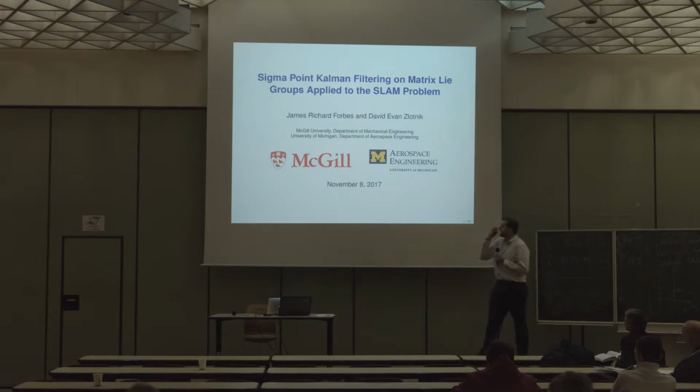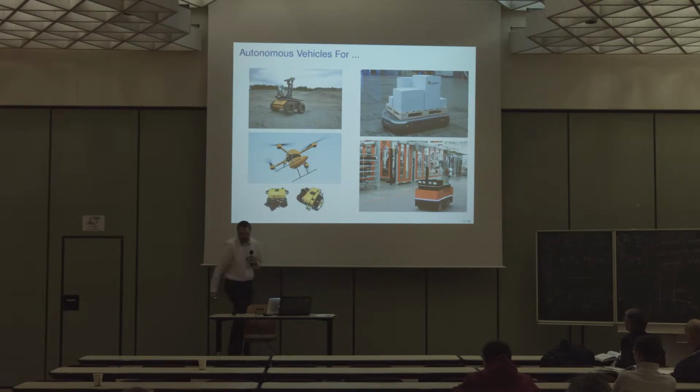So the title of my talk today is Sigma Point Kalman Filtering on Matrix Lie Groups applied to the SLAM problem. What motivates a lot of this work is autonomous vehicles. We can have autonomous vehicles for surveillance or reconnaissance or exploration of Mars, drone delivery, underwater inspection of infrastructure like dams or bridge abutments or even ships, material handling in warehouses, as shown here.